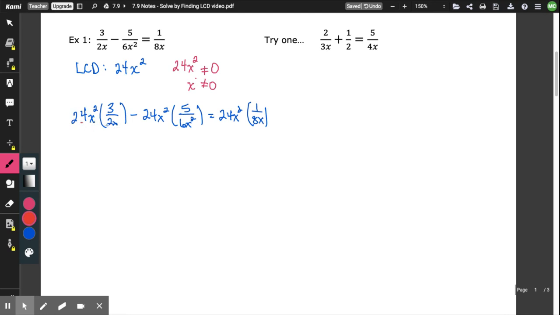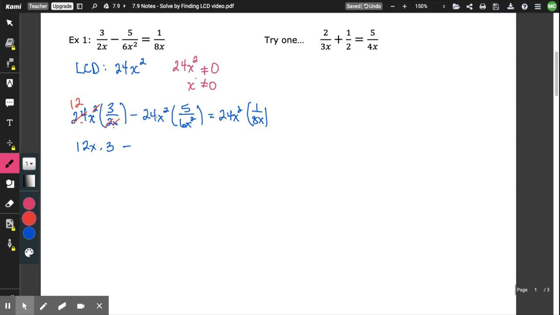So 24x squared divided by 2x squared. 24 divided by 2 is 12, so I'm going to cross those out and put a 12 here. And x squared divided by x would cancel out one of the x's there. So that's going to leave me with 12x times the original numerator of 3.